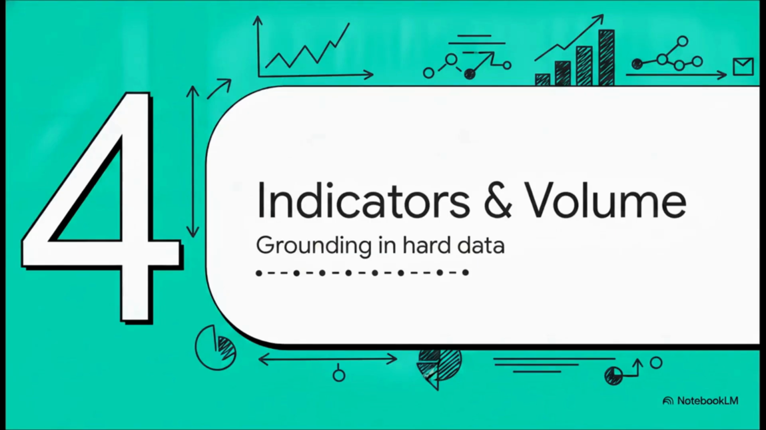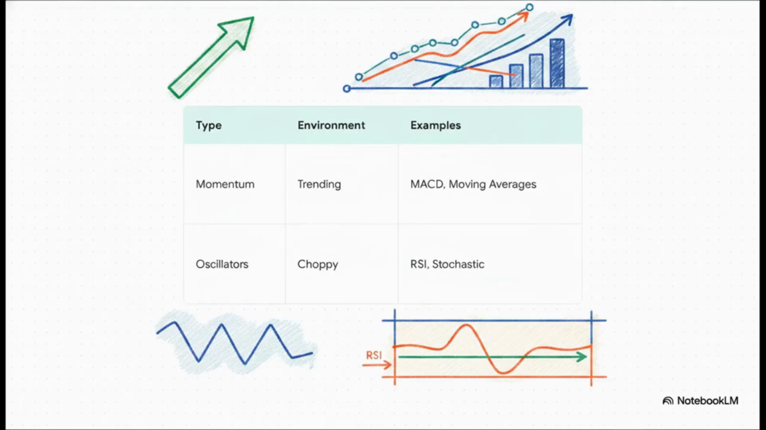Finally, we arrive at Section 4, Indicators and Market Volume. Let's ground ourselves back in pure mathematical data. A super common mistake newer traders make is simply using the wrong mathematical indicator for the wrong environment. Momentum indicators, things like the MACD and moving averages, they're designed for trending markets. They reveal direction and force. But in a choppy, sideways market, they're going to generate false signals all day long.